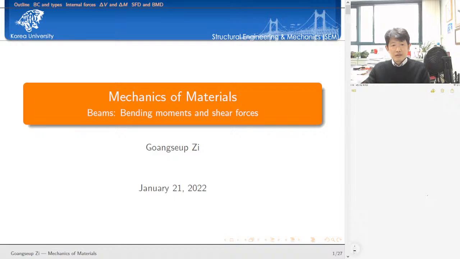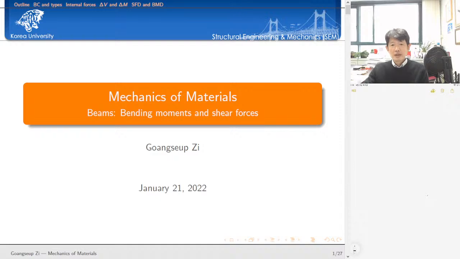Alright, so now let's move to the two-dimensional problems. Now we want to discuss so-called beam problems here. Chapter 4 is for beams, and this is really important. And actually after your graduation, you would encounter many problems associated with this beam behavior.